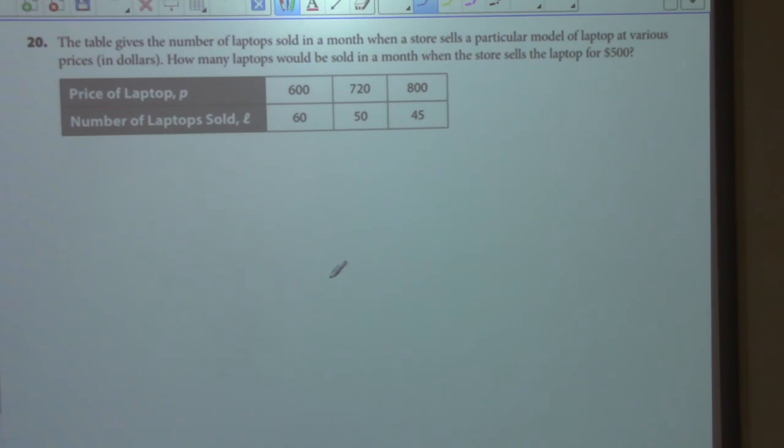Alright. Well, this is what I did. I multiplied 600 times 60, and I found out that was 36,000. And then 720 times 50 is also 36,000. So 600 times 60 is 36,000. Okay. And then 720 times 50 is also that. And 800 times 45 is also that.